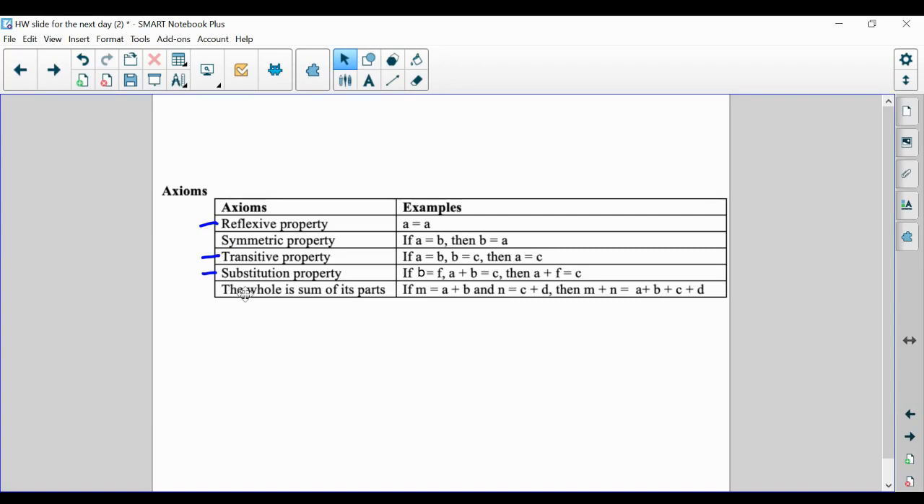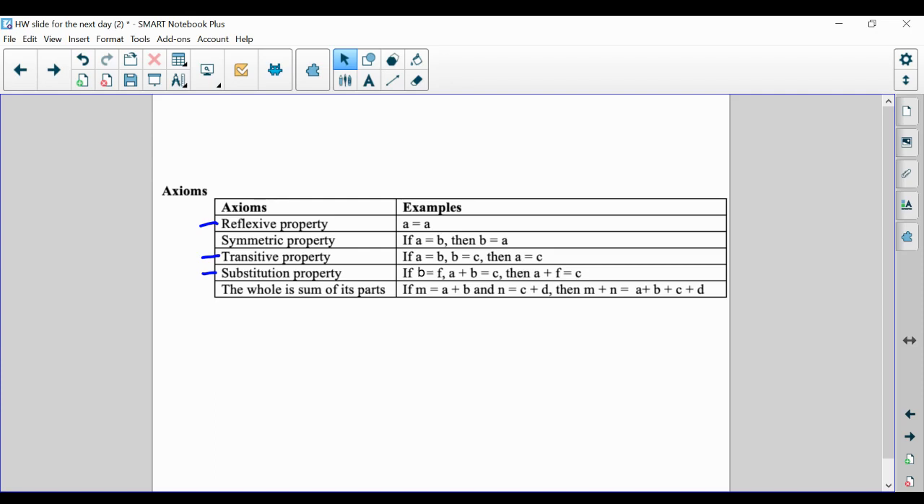The last one, I've seen it only once in a long time, so it's not that important, but you still need to know. The whole is the sum of its parts. If M equals A plus B and N equals C plus D, then M plus N equals A plus B plus C plus D. That means M has these parts and N has these parts, so all parts inside M and N add together. That's it.